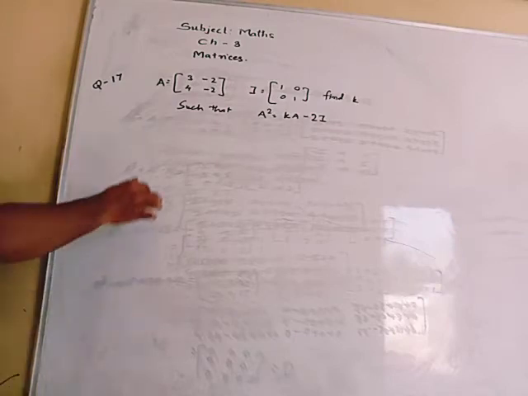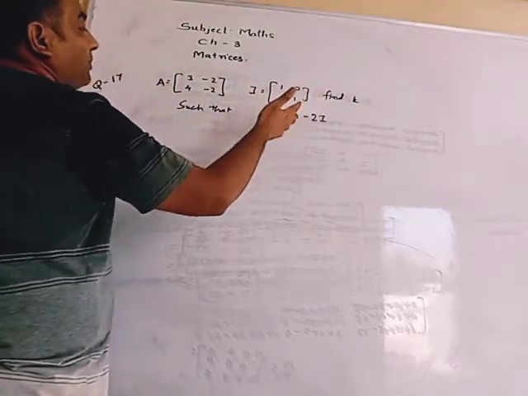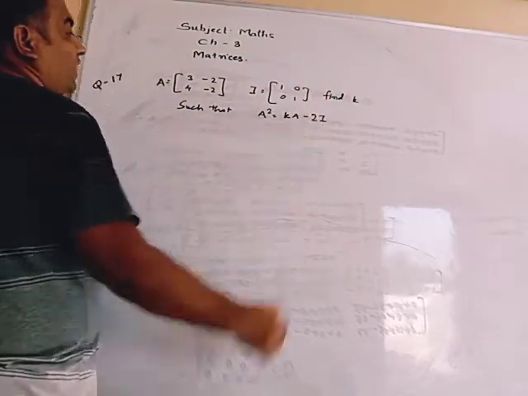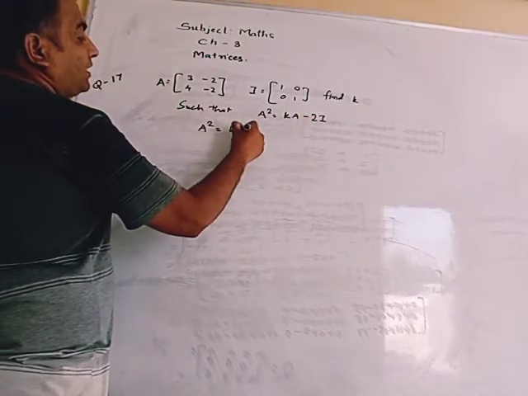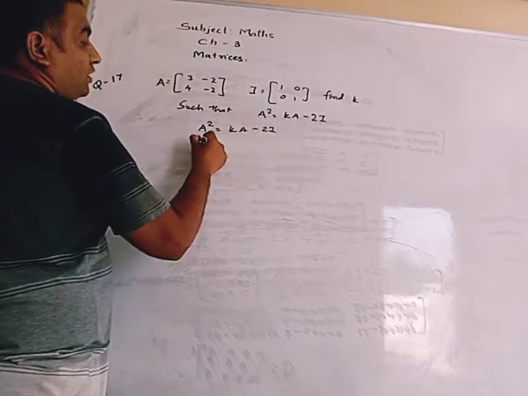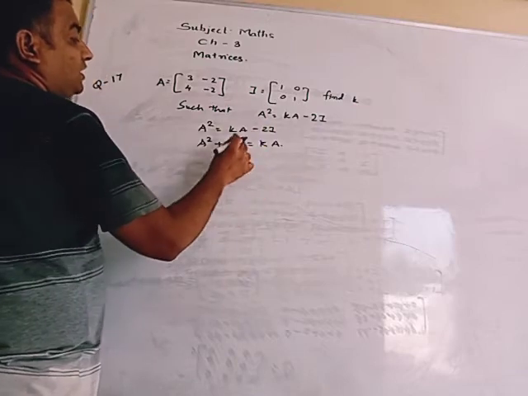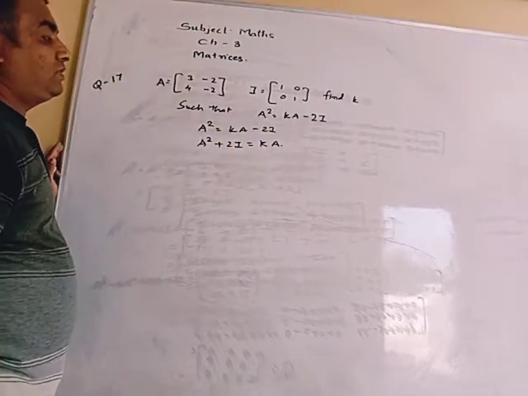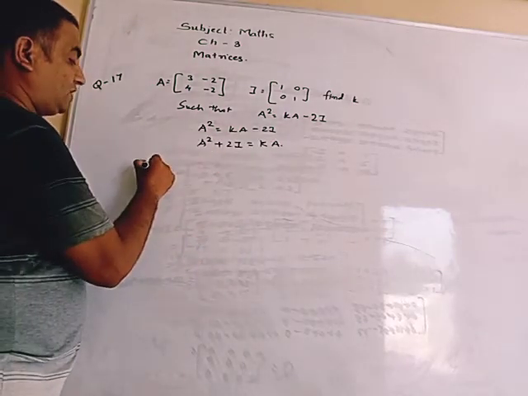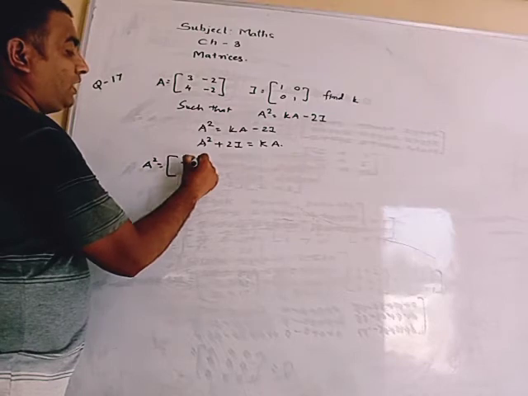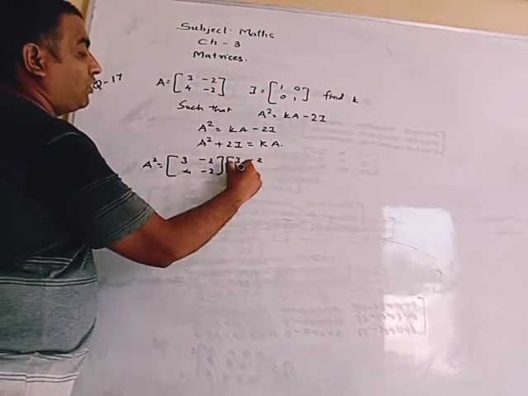Now here it is given that A equals 3 minus 2, 4 minus 2, and I equals 1 0, 0 1. Find k such that A square equals kA minus 2I. So it is given A square equals kA minus 2I. So A square plus 2I equals k into A. So for A square plus 2I we will find it in the scalar product format. So first we want A square. So A square equals 3 minus 2, 4 minus 2 into 3 minus 2, 4 minus 2.